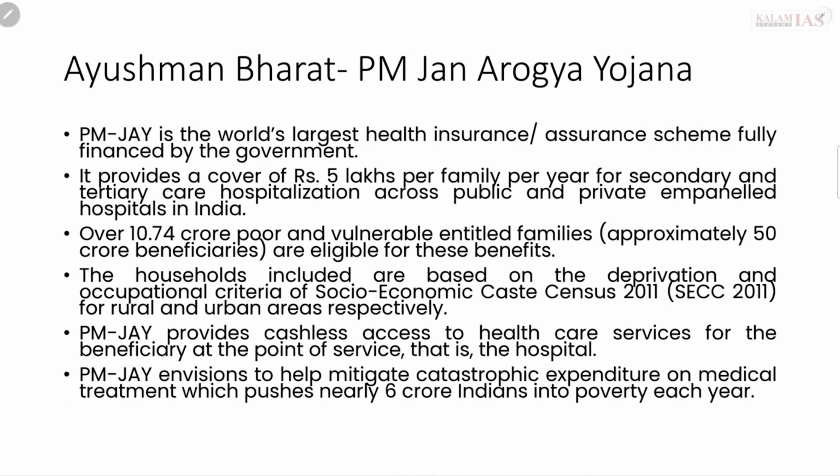There is also the Ayushman Bharat PM Jan Arogya Yojana, which is the world's largest health insurance or assurance scheme fully financed by the government. The PMJ provides for an insurance cover of rupees 5 lakhs per family for secondary and tertiary care hospitalization across private and public empaneled hospitals. Okay.